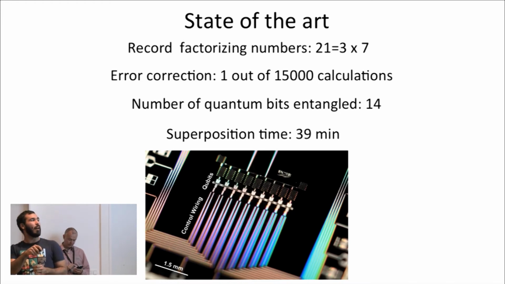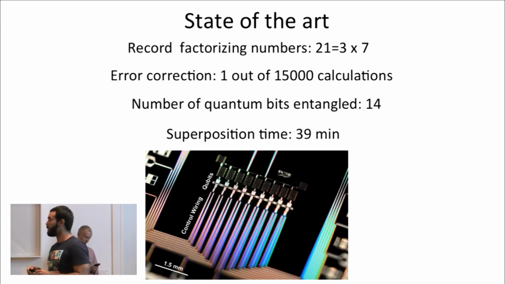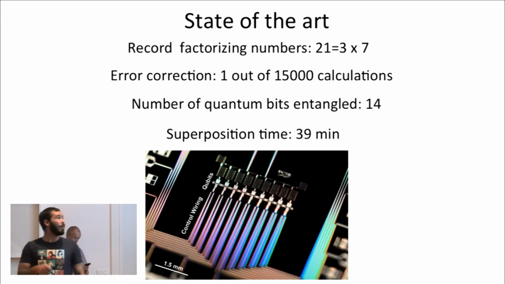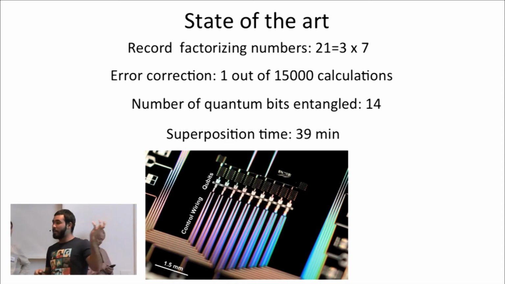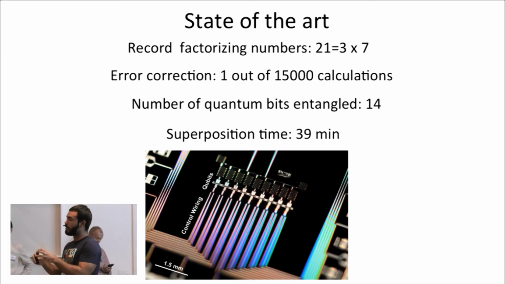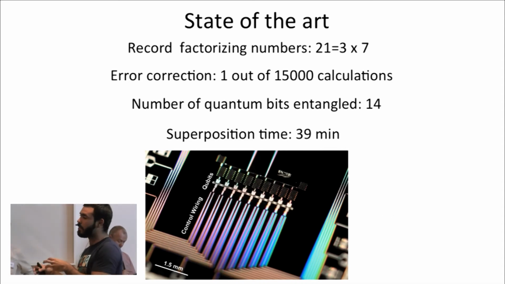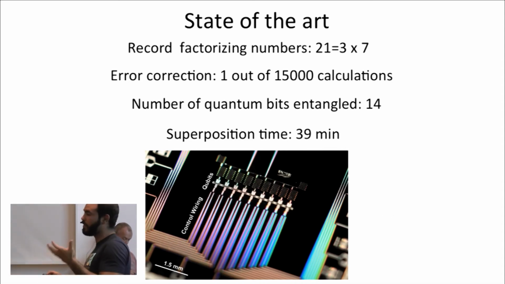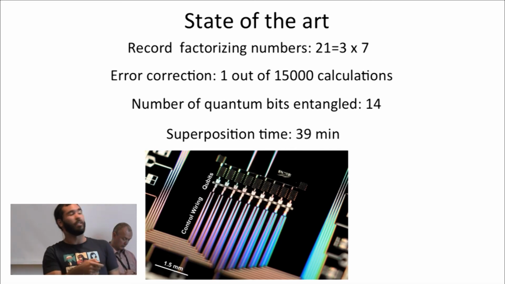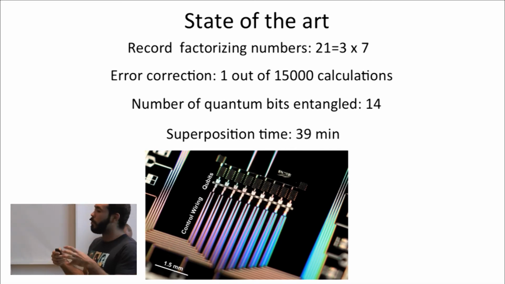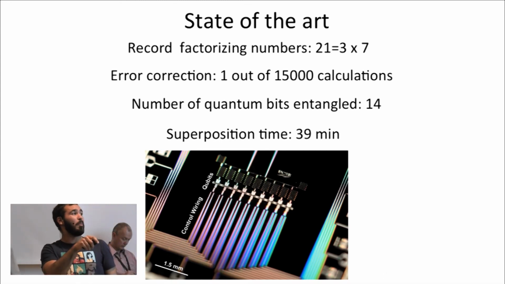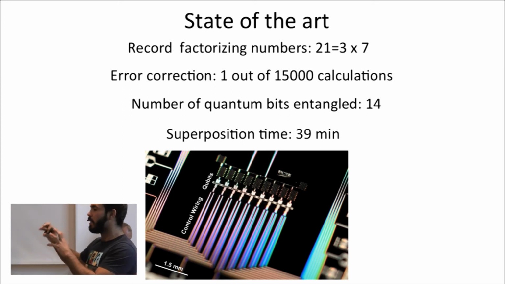Then, to exploit all this, you need to combine all these qubits together. As I said before, you combine them via entanglement. The record in number of qubits entangled is 14, so it's not high. To do useful things, we will need around 50, and adding more entangled qubits to the system is really, really difficult. And the last one is the superposition time, this Schrödinger cat state. For how long can you hold this quantum state? The record is 39 minutes, which is not much. After that time, you should restart the system.